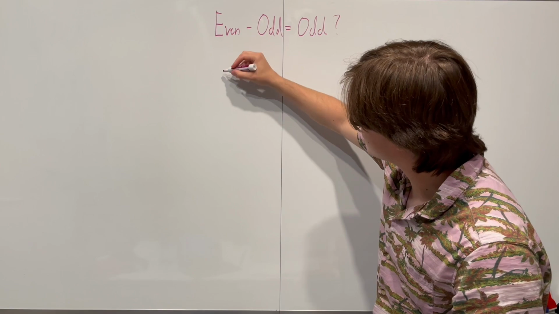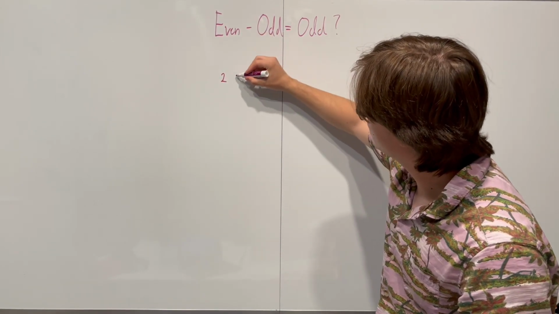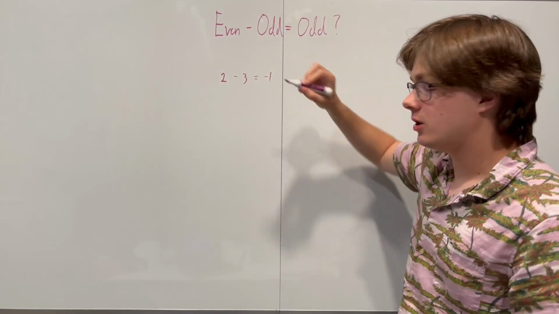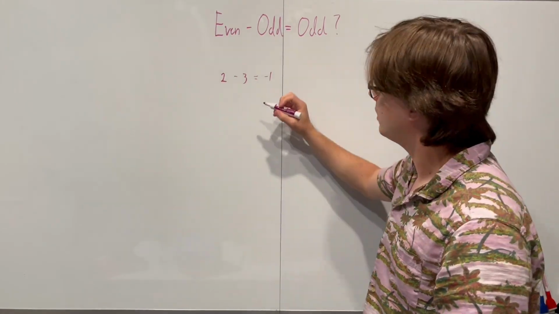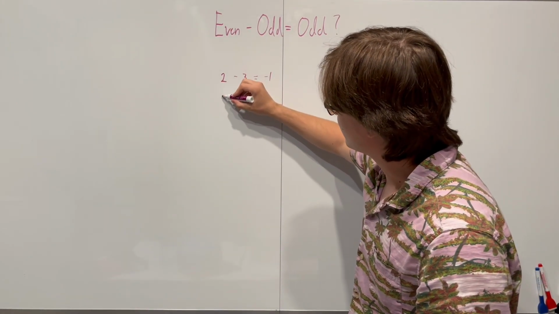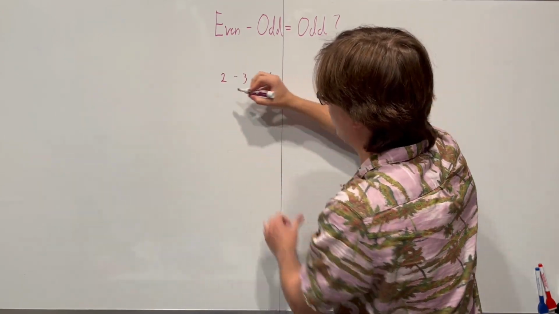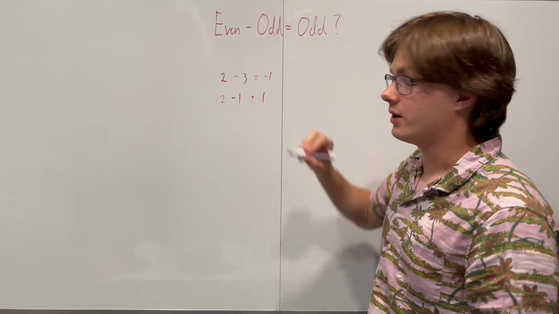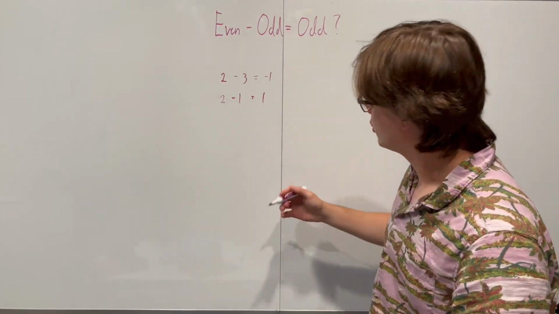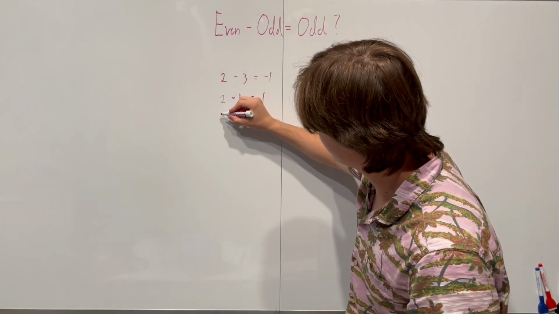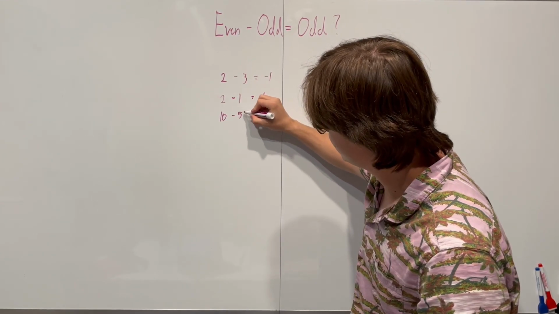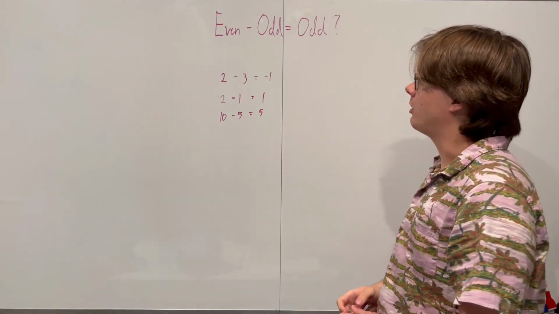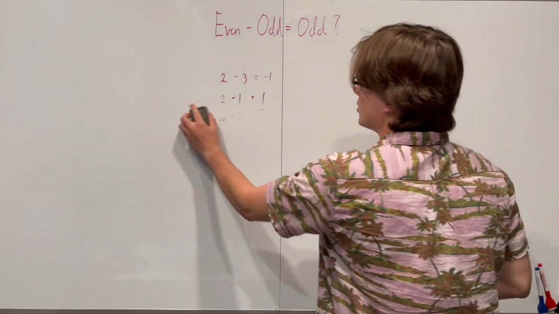Well, let's look at just some examples. Let's say 2 is our even number, minus 3 for our odd number. Well, that's simply going to be -1. -1 is in fact odd. Or we can do something like, actually, let's do 2 minus 1. That's going to be 1. 1 is an odd number. We can do a large number if we really wanted to, like 10 minus 5 is going to be equal to 5. So that is in fact also an odd number. So it's looking like the statement is true.